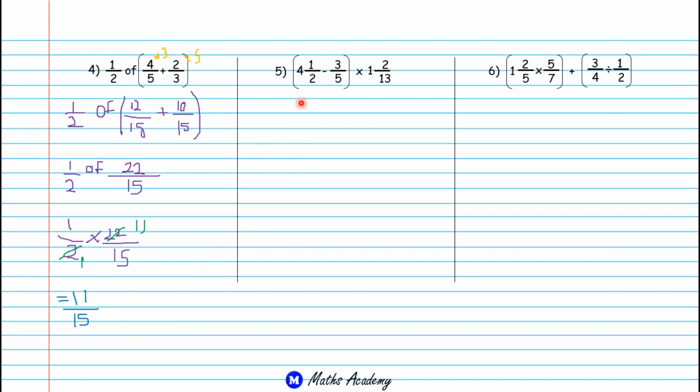Here they have given a mixed fraction and then minus. That means these 2 denominators should be equal, but they are not equal. So you should make them equal, and the common LCM is 10. To make this 10, you can multiply this fraction by 2 and this fraction by 5. Before you multiply, you should convert this to an improper fraction.